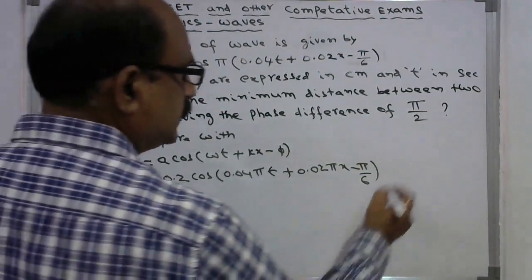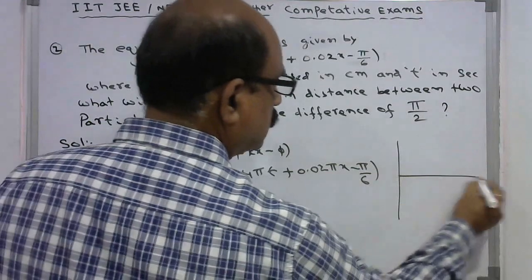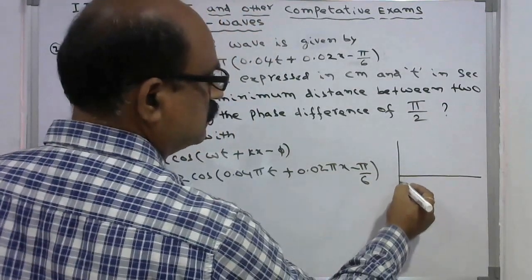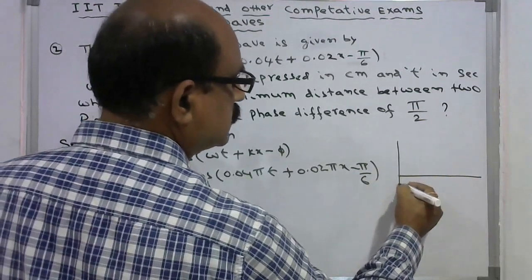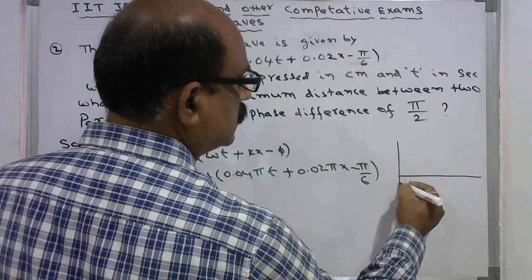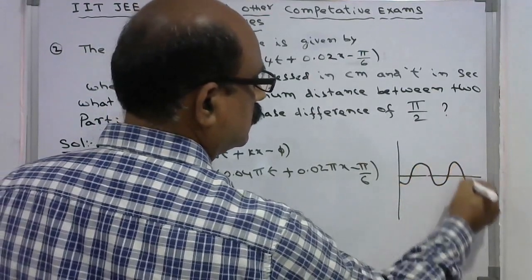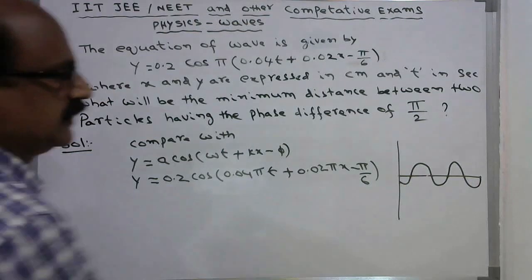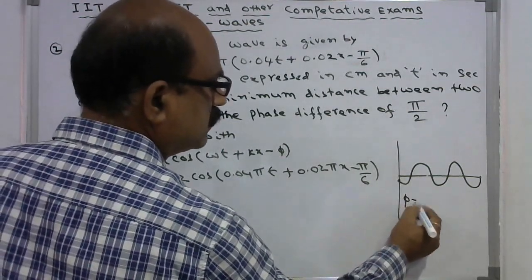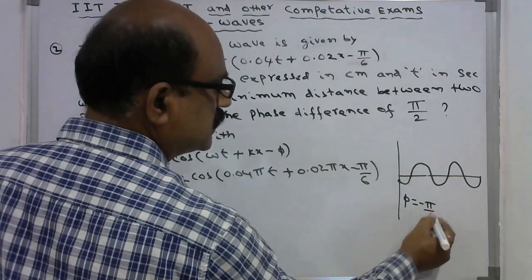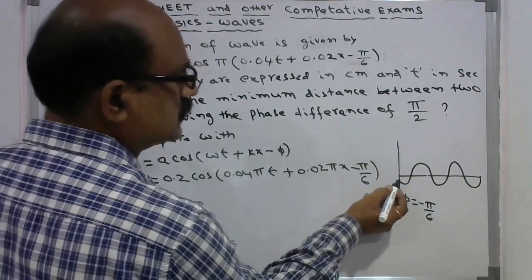And in this equation, this is the initial phase. Actually the wave is looking like this. It does not start exactly from the mean position, but it starts with minus pi by 6. So I write here, somewhere here it is formed like this. So phi is given as minus pi by 6, the initial phase.